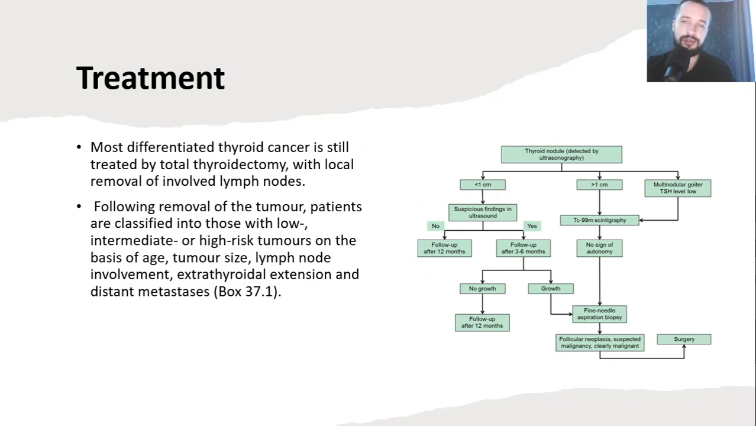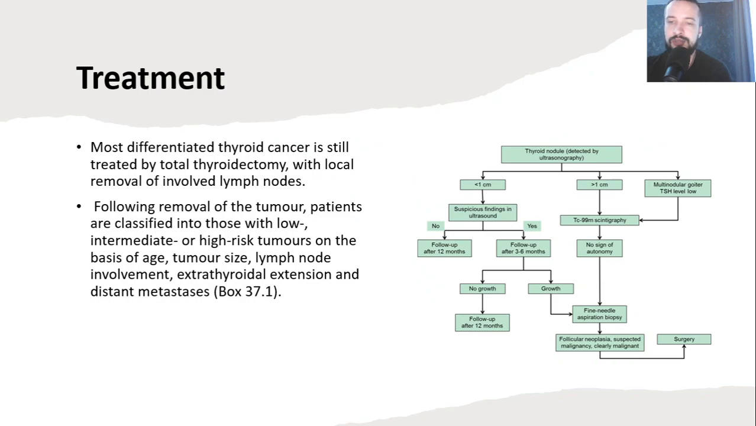On the right side, you see the algorithm. First of all, we see a thyroid nodule in the sonography, for example. It is less than 1 cm. Suspicious finding in ultrasound? No: follow up after 12 months. Yes: follow up after 3 or 6 months. No growth: follow up after 12 months. It grows: fine needle aspiration biopsy.